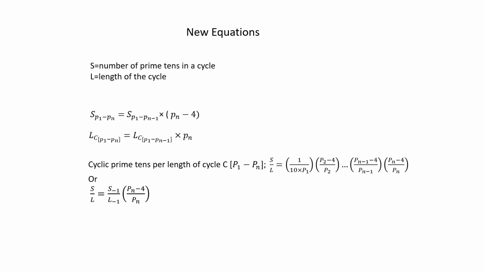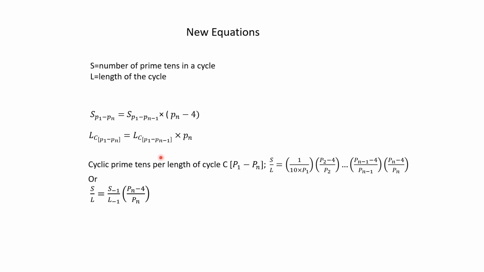So here we have some equations. Remember that P1 is 3, P2 is 7, P3 is 11, P4 will be 13. So they are the prime numbers in ascending order. And we have this equation here where S is the number of cyclic prime terms or empty boxes, right, in a cycle. In this case, in the cycle from P1 to Pn, right?